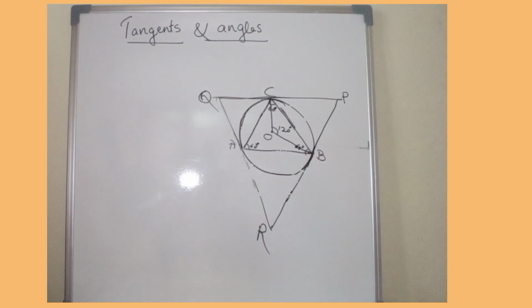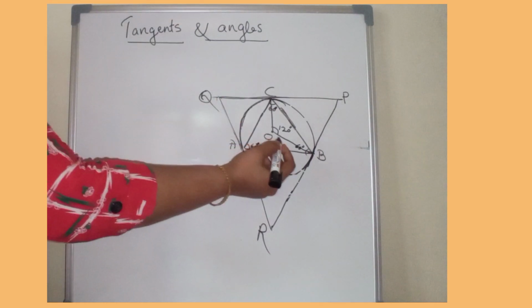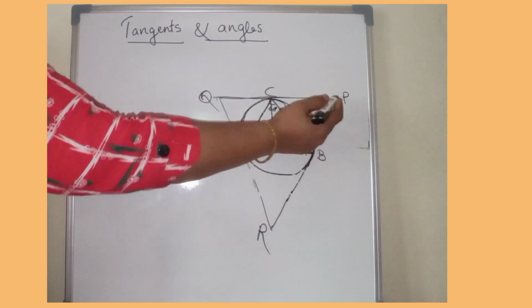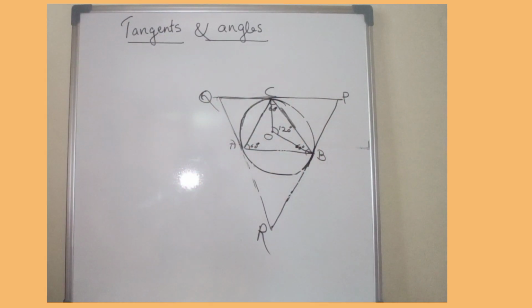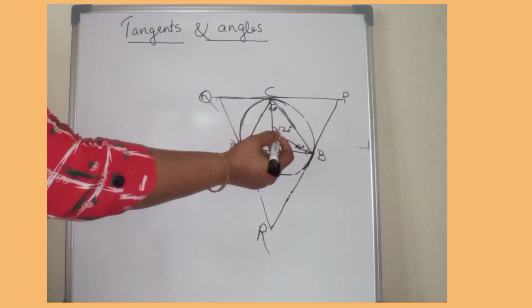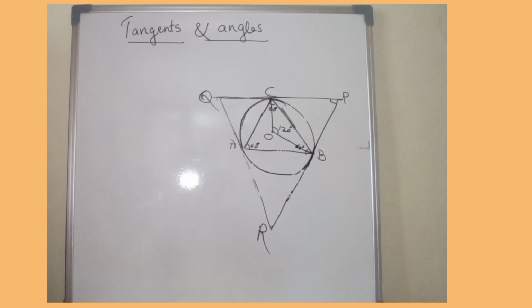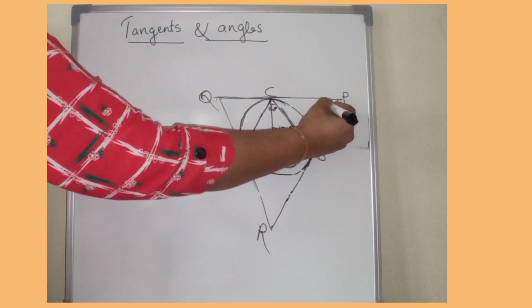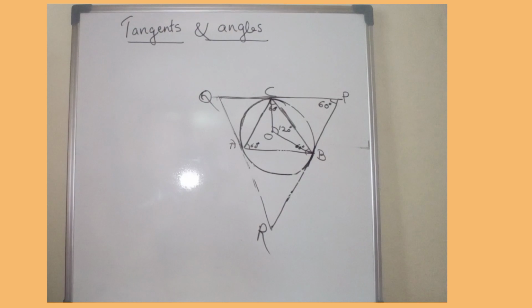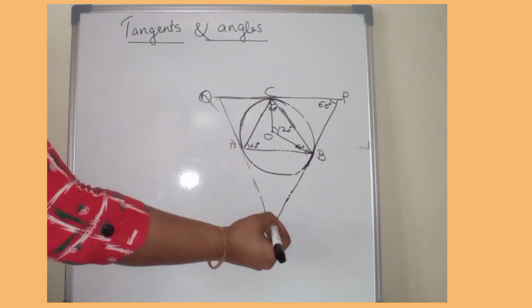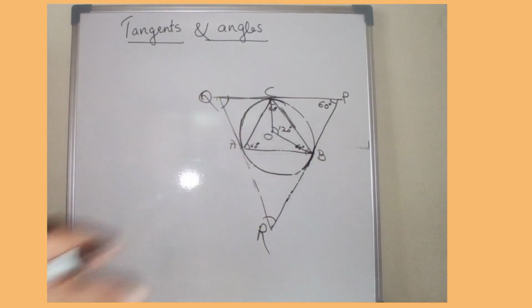And if we consider the quadrilateral OBPC, we know that it is a cyclic quadrilateral. In a cyclic quadrilateral, the opposite angles are supplementary. So this angle O is equal to 120 degree, then this angle P is equal to 180 minus 120, that is equal to 60 degree. Okay, similarly this angle R and this angle Q are also 60 degree.